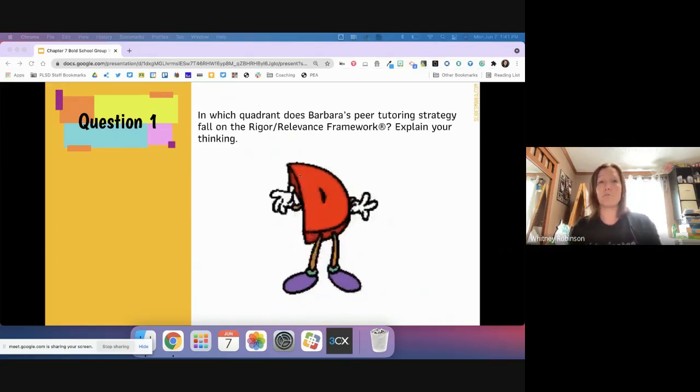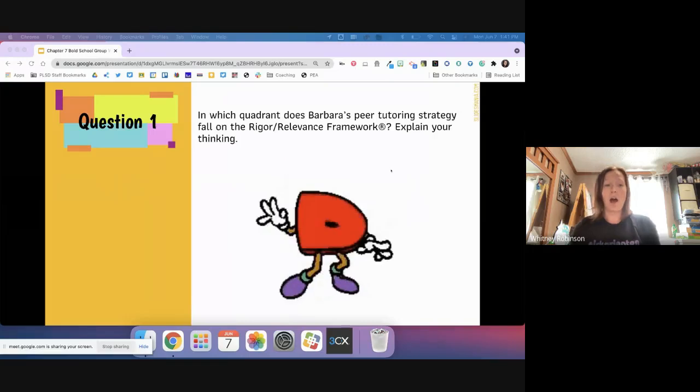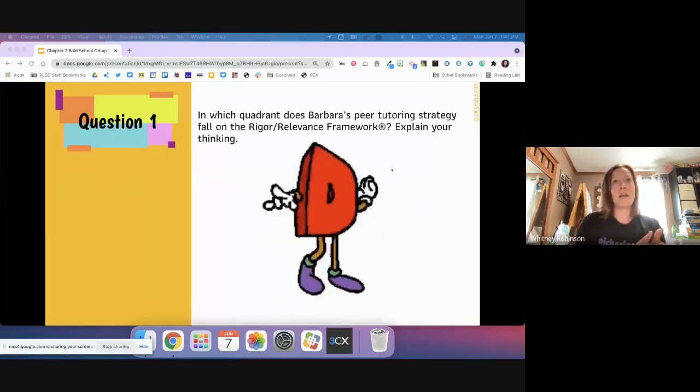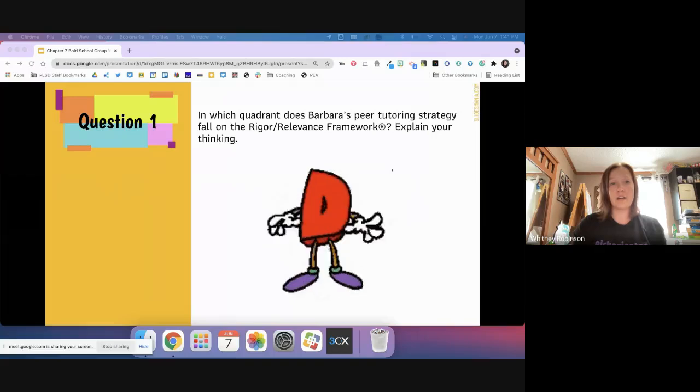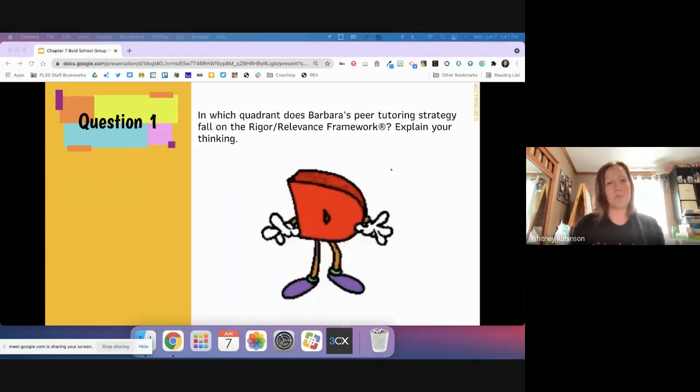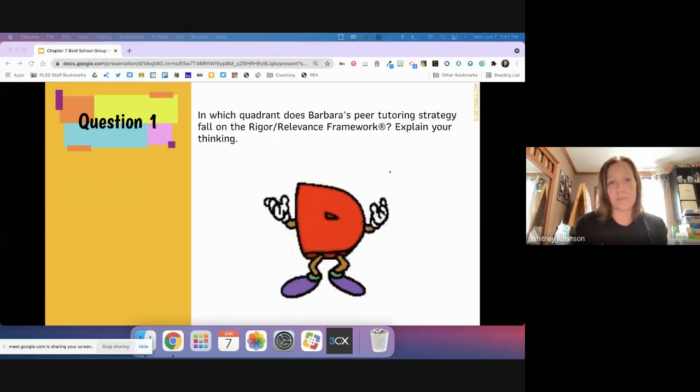Side note, it would also be a SAMR level D because just through a simple tool like video conferencing, this idea of peer tutoring transcends into something that without the technology would not be even remotely possible.